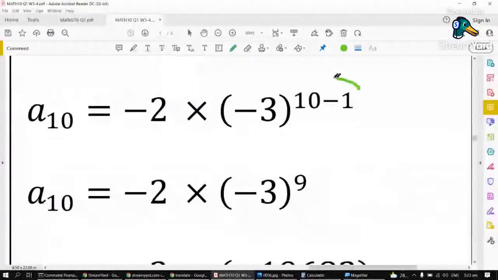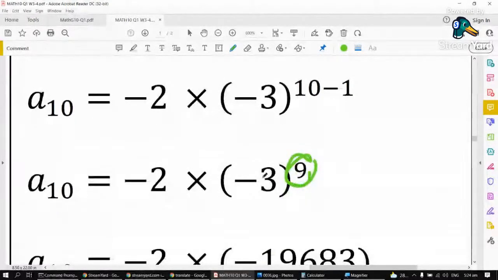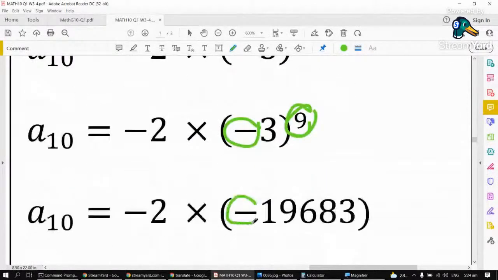Next is, ito muna ang gagawin natin. 10 minus 1 is 9. So again, ang ating exponent is odd number. Ito yung number na hindi natin pwedeng i-divide sa 2. So, kapag ang exponent natin is odd number at ang nasa loob is negative, ang sagot natin ay magiging negative.